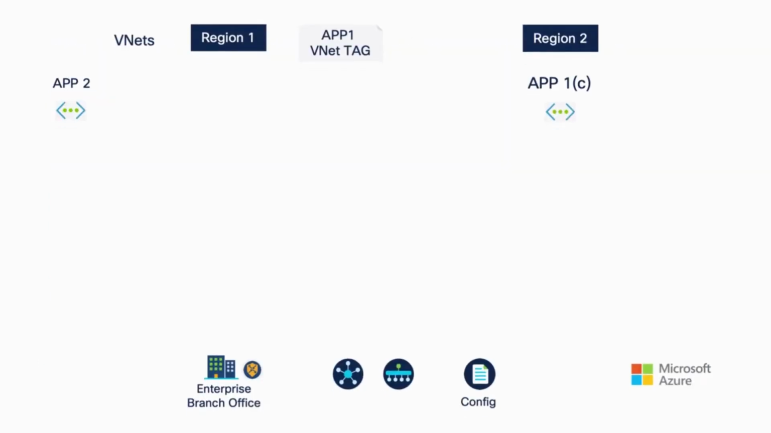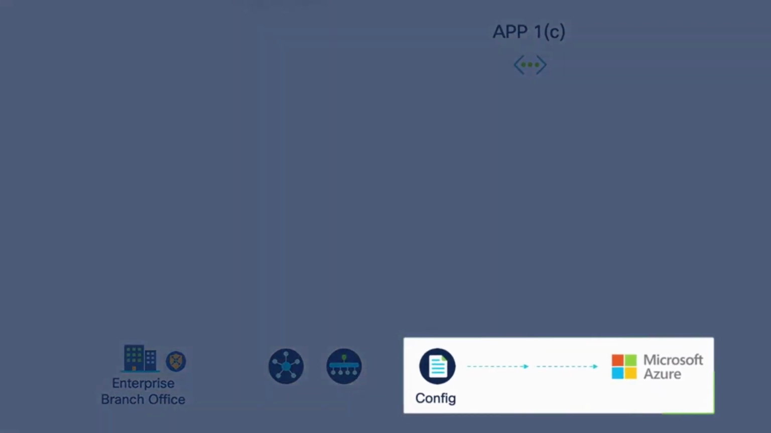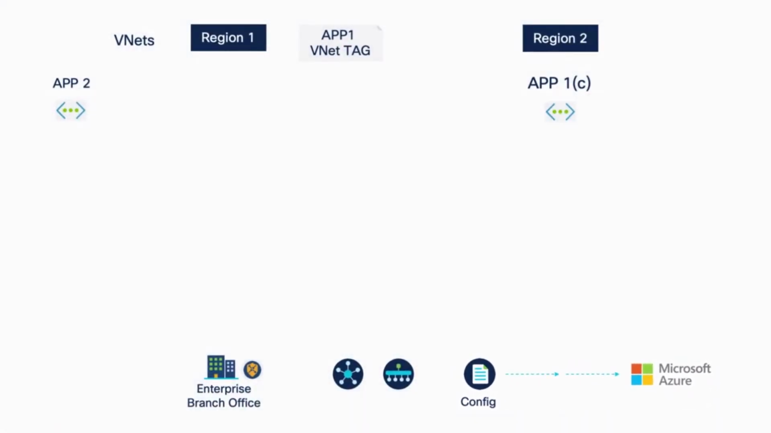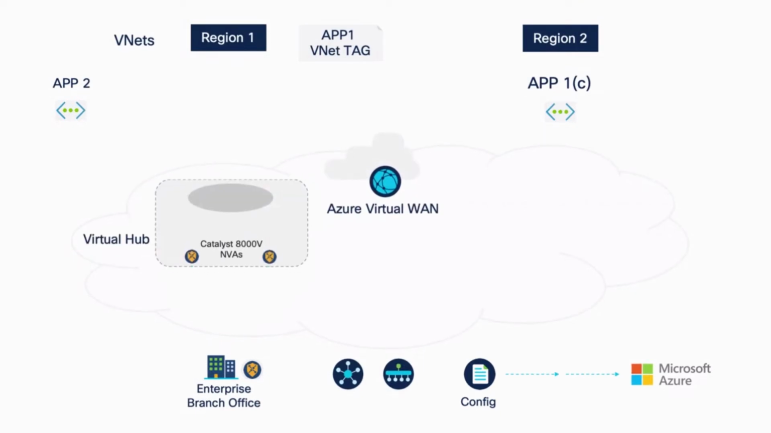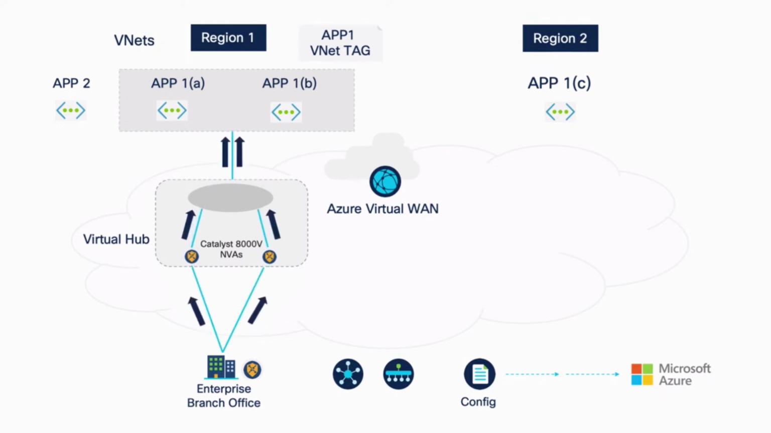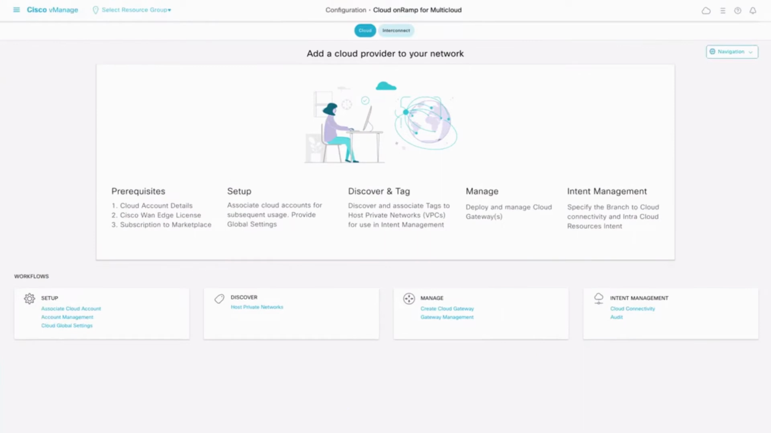Let's take a typical use case in which a customer would like users in the branch to access workloads in Azure. First, we will push the config template to Azure using REST APIs. This will create Azure Virtual WAN, Virtual Hub, and deploy a pair of Catalyst 8000 virtual routers. SD-WAN controller vManage will discover host VNets and group them logically using VNet tags. Next, we will declare intent to access these tagged VNets from the branches. This will automatically bring up connectivity between branch and host VNets. Let's look at how this is enabled.